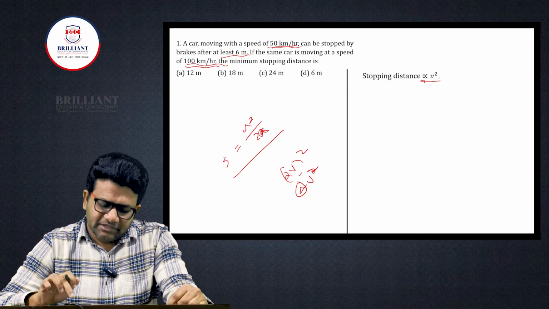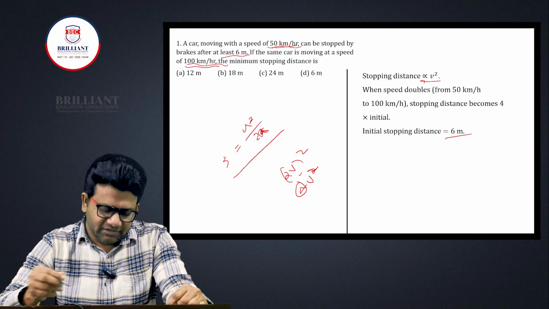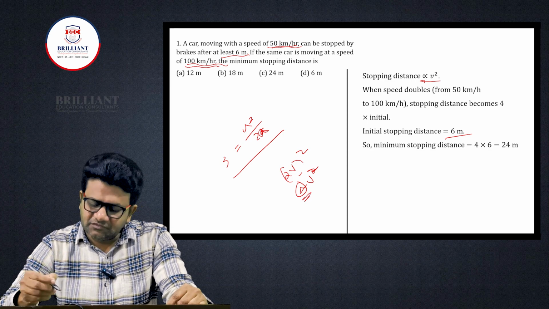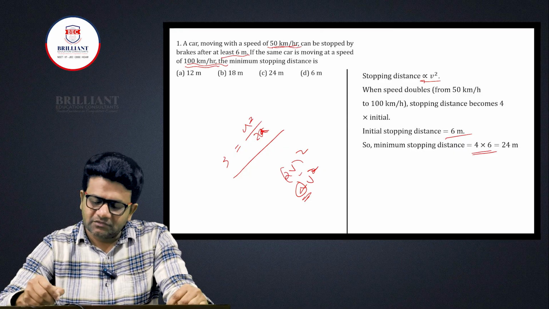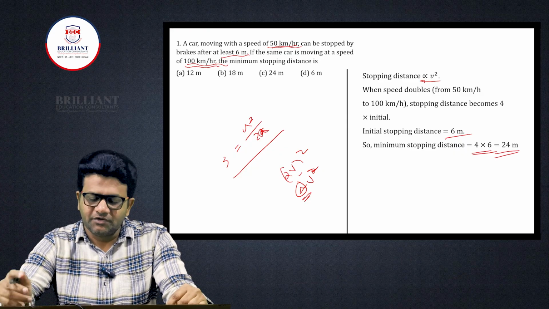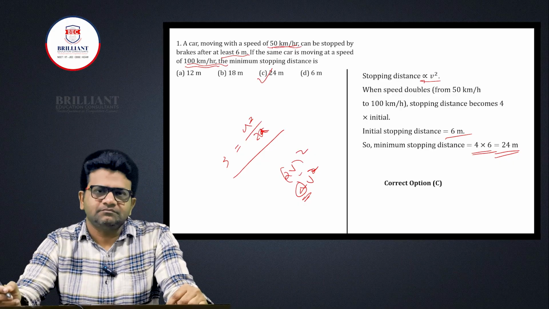You can see here the initial stopping distance is given as 6 meter. So it becomes 4 times, 4 into 6, so we get 24 meter. So the answer is finally 24 meter, and the correct option is C.